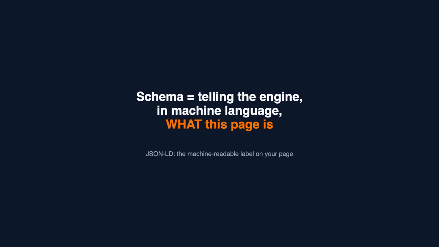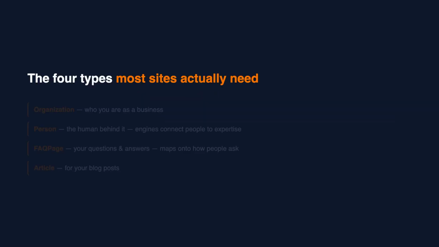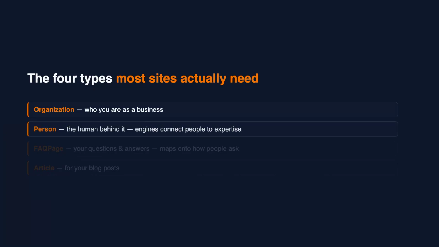The schema must be pre-rendered into the page, not added later by JavaScript, or half the engines will never see it. Let me cut through the hundreds of schema types because you do not need most of them. For an everyday business site, 4 cover almost everything.